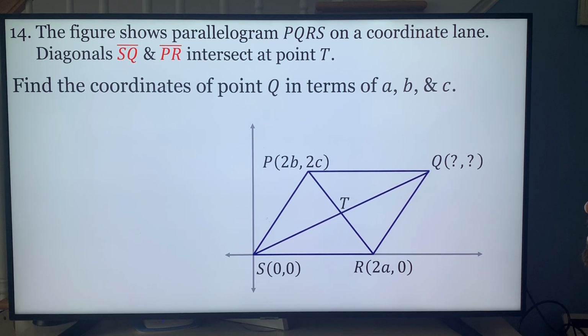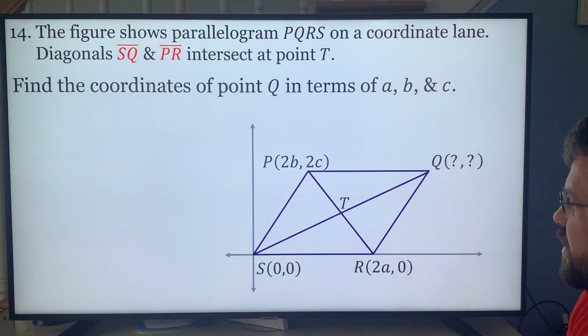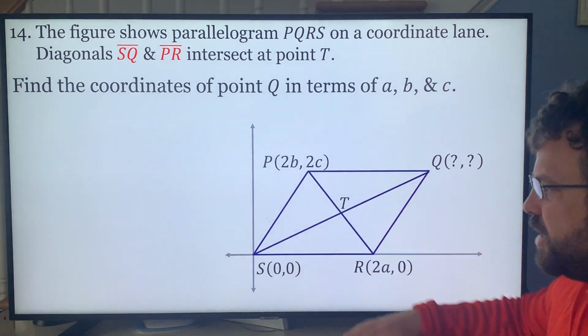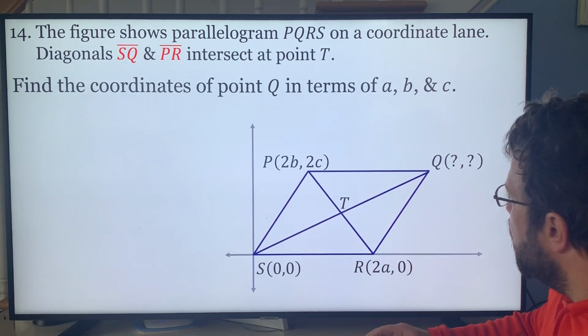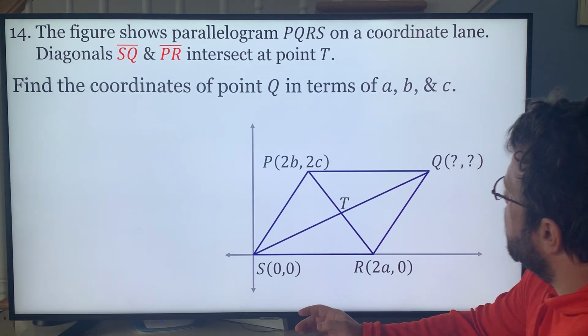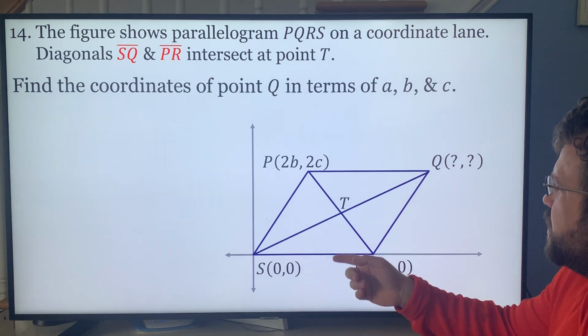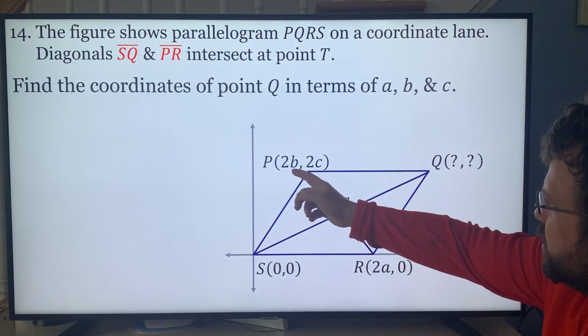So this is some of the stuff they ask you on this stuff there. That's why I threw this in. Find the coordinates of point Q in terms of A, B, and C. This actually is a very simple problem to do. It looks difficult because you have all letters. There's not really any numbers besides the 2 and the zeros. So you have to find out what these coordinates actually are. Now remember, this goes x coordinate, y coordinate, x coordinate, y coordinate.